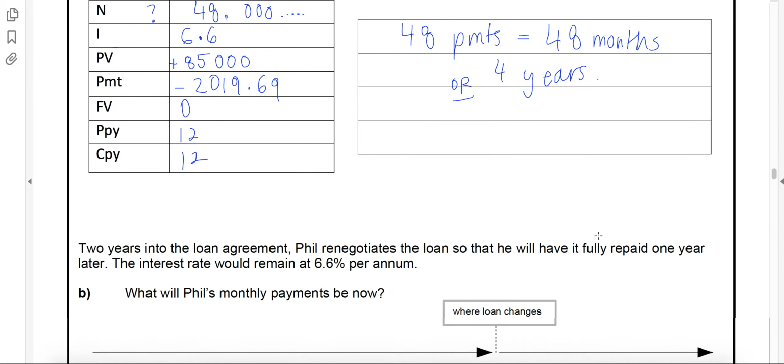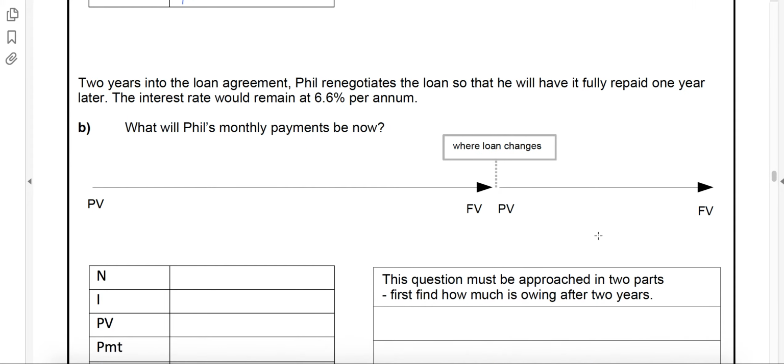Okay, now what's happening? 2 years into the loan, Phil's going to renegotiate, he's going to refinance, and he's going to make sure that he can have it fully repaid a year later. 2 years in, he's going to pay it off a year after that. So 3 years in total. Remember, keep in mind he originally was going to take 4 years. So he's going to wipe a year off of this loan. Okay, the interest rate will remain, so that's important. What's his new monthly repayment going to be?